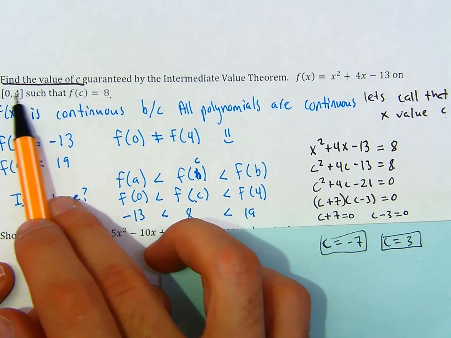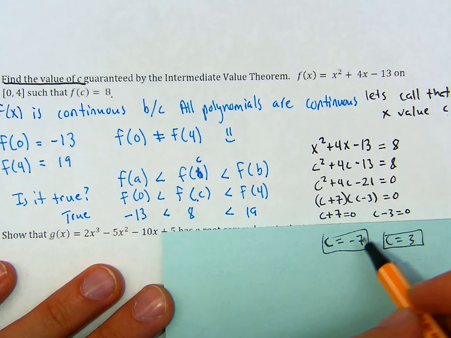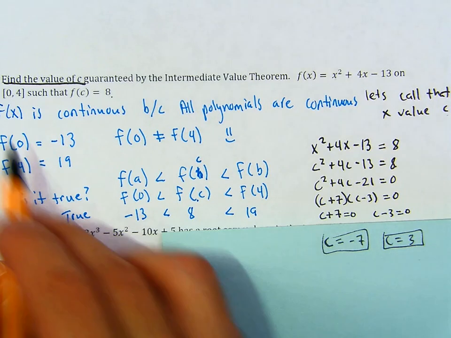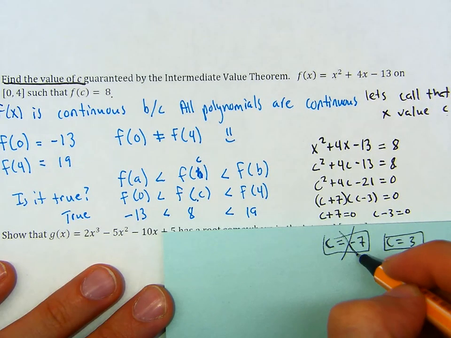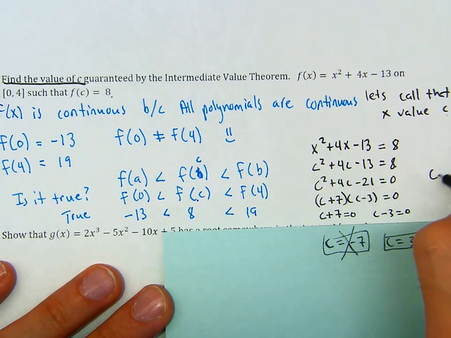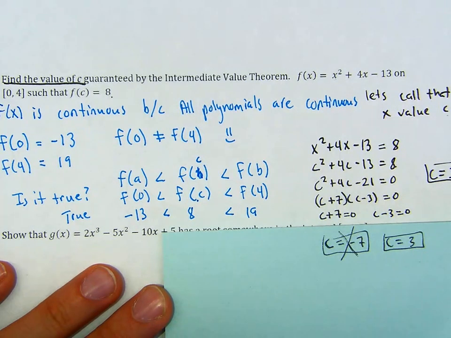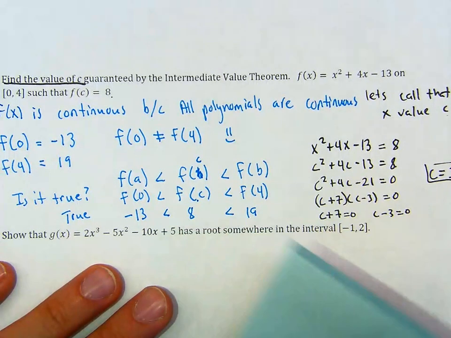But remember, we're in the interval from 0 to 4. So negative 7 is not in between 0 and 4, so we cross that one out. And c equals 3, okay? And yeah, great. So that was question 2.